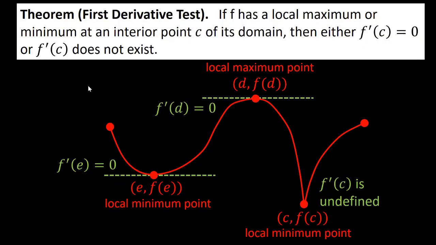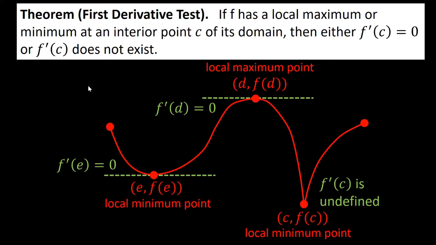Finally, let's get to use some calculus to determine maxima and minima of functions. This is a test that you can use using the first derivative of a function. If a function has a local maximum or a minimum at an interior point of the domain, then the derivative is 0 there, if it exists, or the function may not be differentiable at that point. So in my example, I have a local minimum where the derivative does not exist. I also have a local minimum where the derivative is 0.